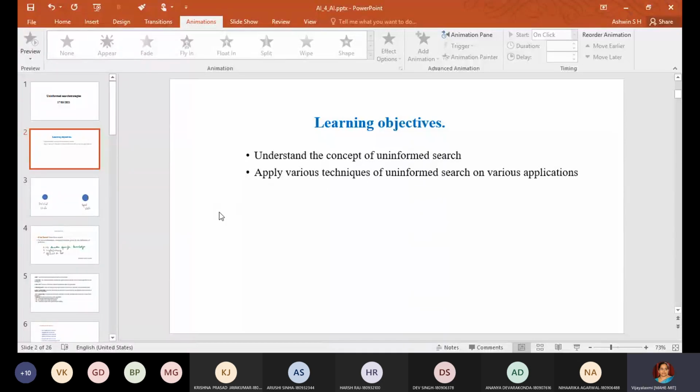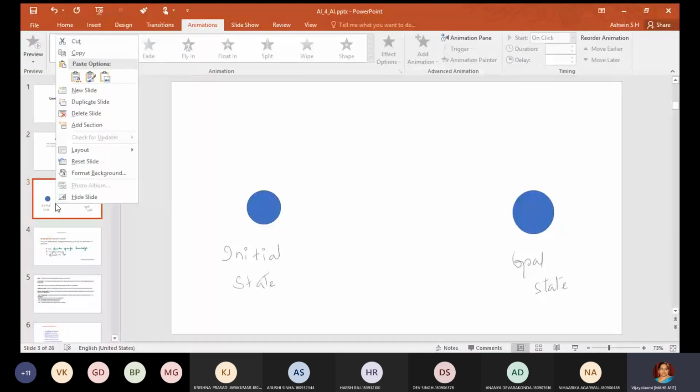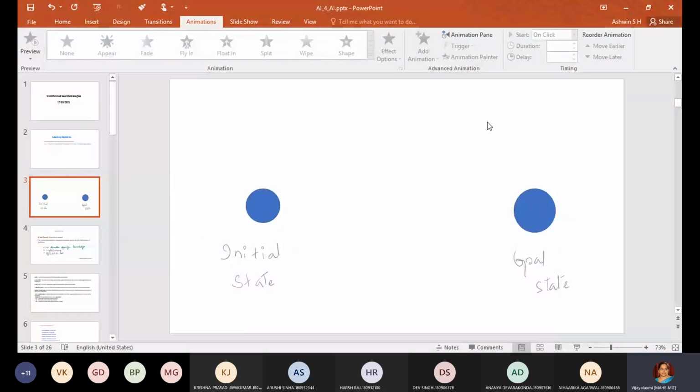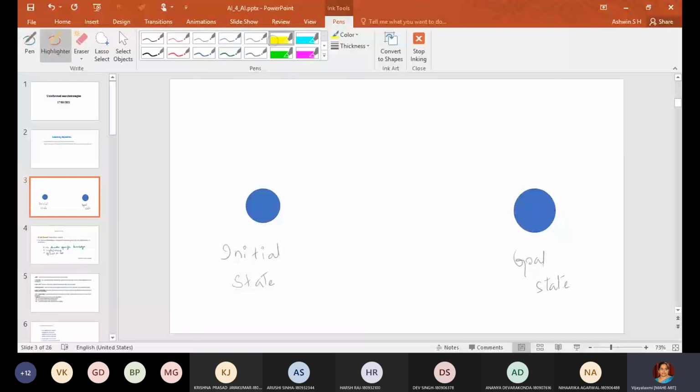So coming to search, what is a search? It is something like this. I've just gone to the second slide. So this is the initial state. You are here now, right? And this is the goal state. The goal state is somewhere here. So you have to start from the initial state and you have to reach the goal state.